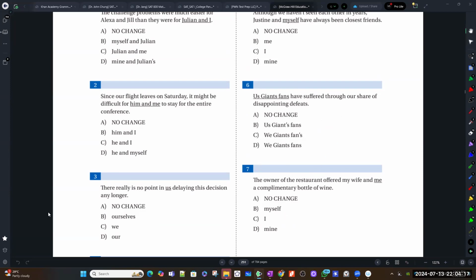ठीक हो गया जी guys. मेरे ख्याल में यहाँ पे end करते हैं. Let's call it a night. We won't call it a day. We have to call it a night.